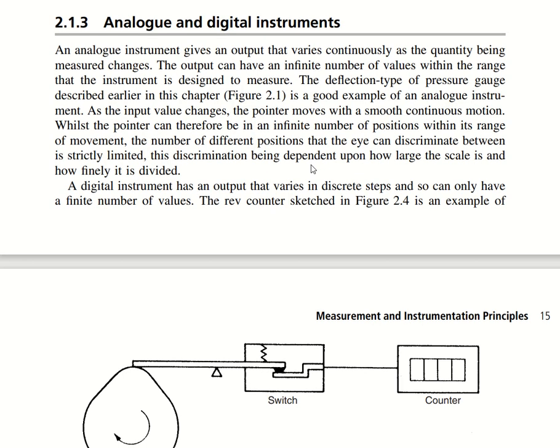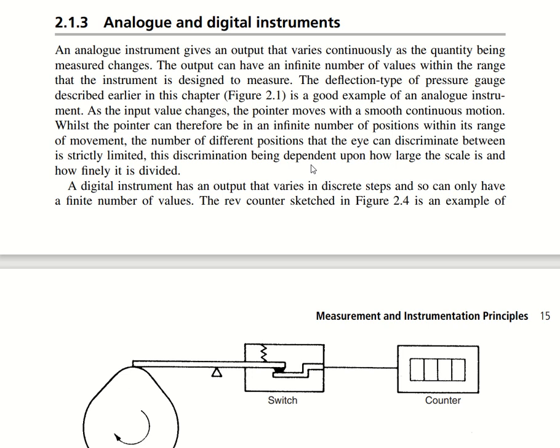Then the analog and digital instruments, most of us are well familiar with them. An analog instrument gives output that varies continuously as the quantity being measured changes, and the output can have an infinite number of values within the range that the instrument is designed to measure. The deflection type pressure gauge we have described earlier is a good example of an analog instrument.